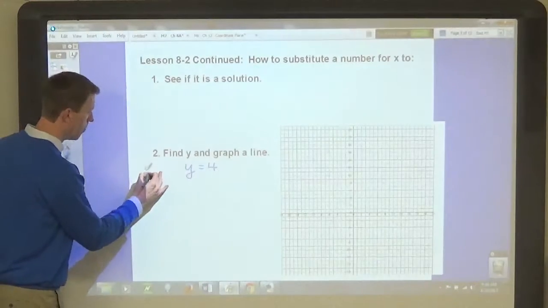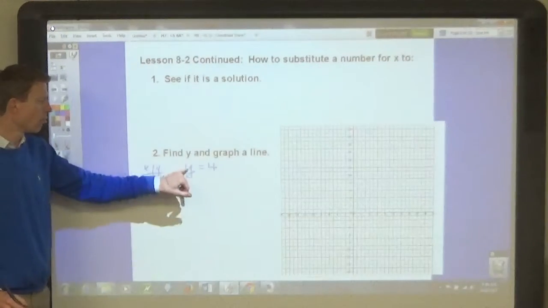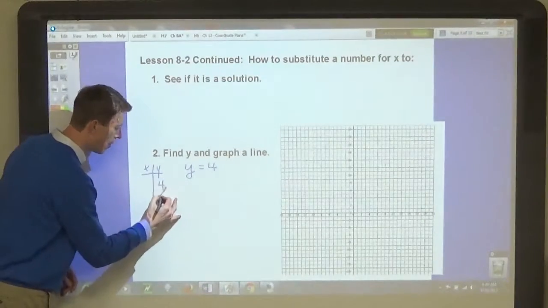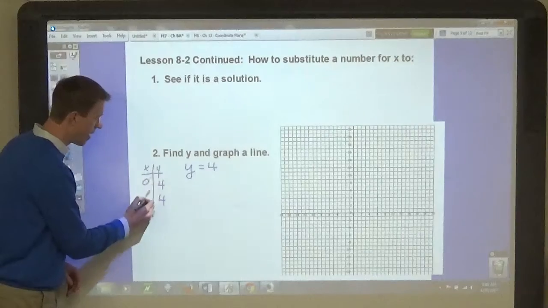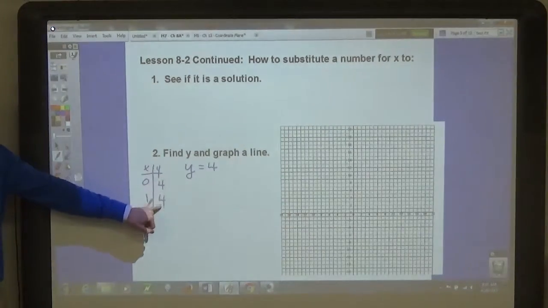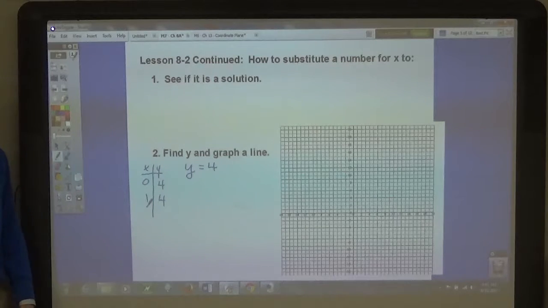So if you were to make a chart, whenever it says y is equal to a number, that means y is always that number, no matter what x is. X could be any number and y is always 4. So you can find points just by selecting numbers to go with 4.